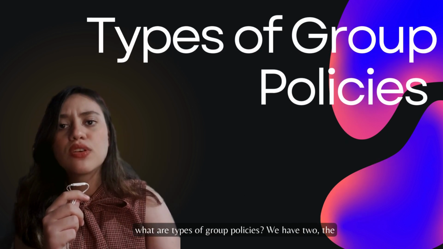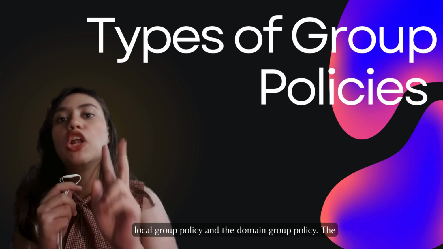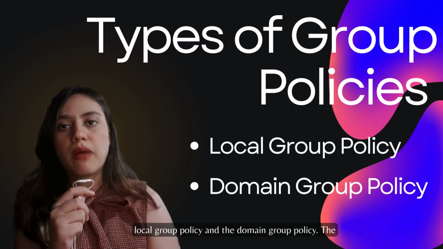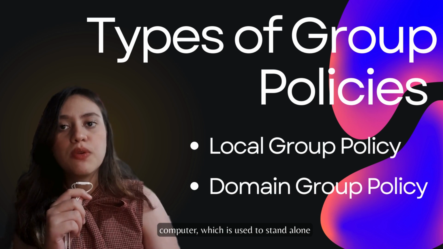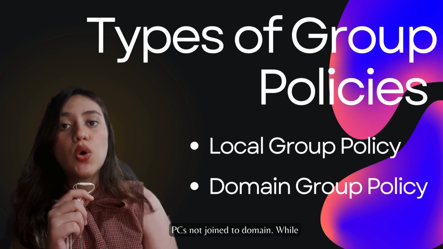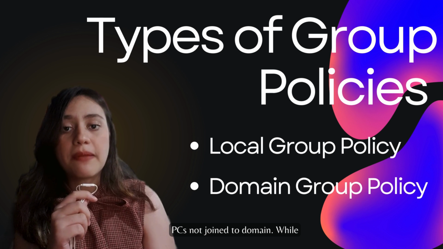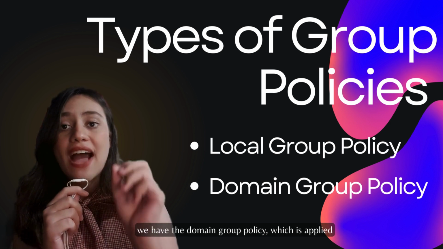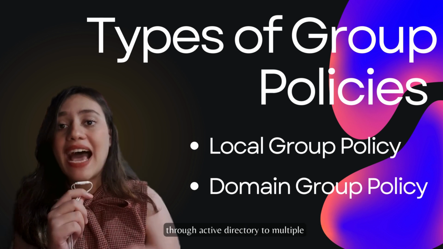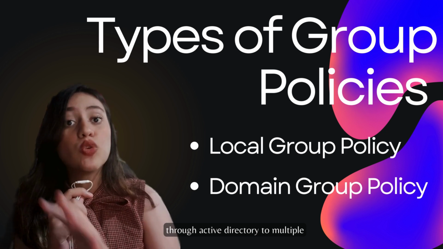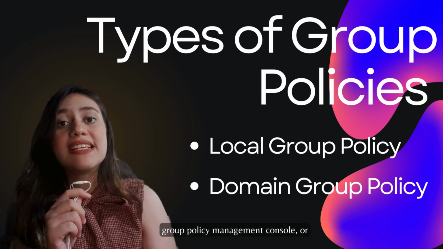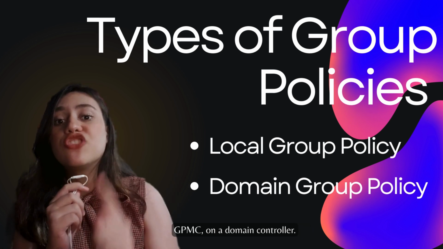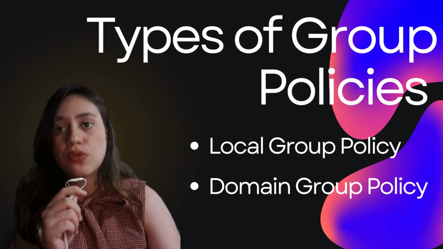Now, what are the types of group policies? We have two, the local group policy and the domain group policy. The local group policy affects only the local computer, which is used for standalone PCs not joined to a domain. While we have the domain group policy, which is applied through Active Directory to multiple users or computers, which is managed by the Group Policy Management Console or GPMC on a domain controller.